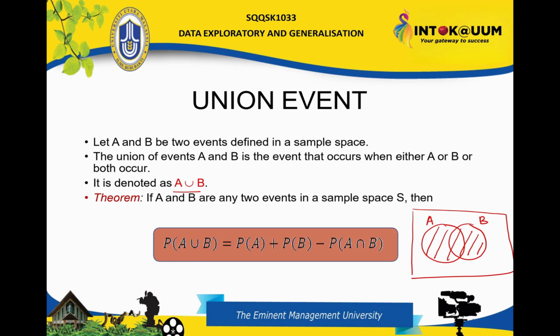The formula that connects union and intersection is given here. That subtraction avoids double counting the overlap between A and B.